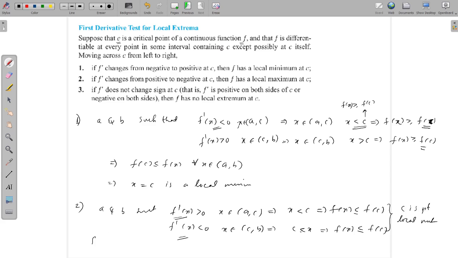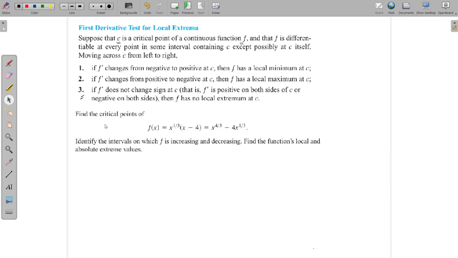That means f of x is always less than or equal to f of c for all x belonging to the interval (a, b). So this implies x equal to c is a local maximum. This shows that the second part is also true. And if f dash does not change sign, then on one side we have this result, and on the other side we have the reverse inequality. So at that point c cannot be considered a point of local minimum or local maximum. So that proves theorem 3. The first derivative test is proved.